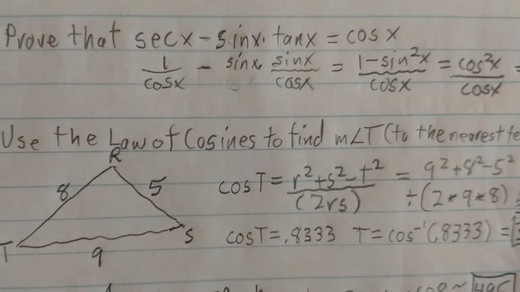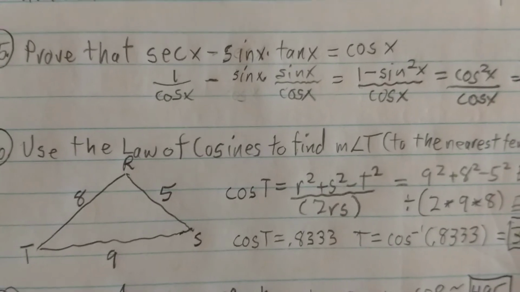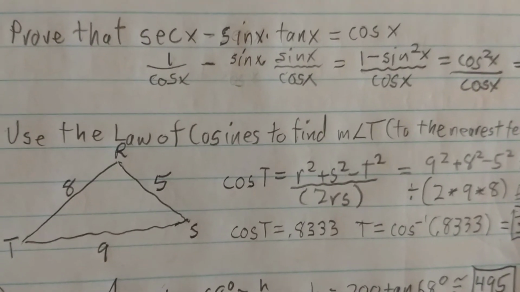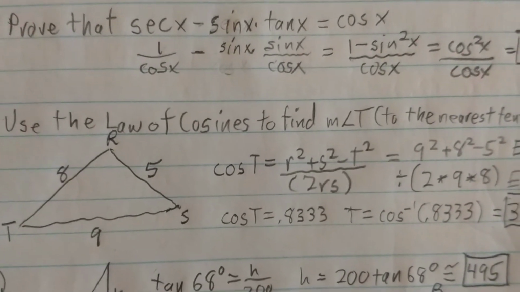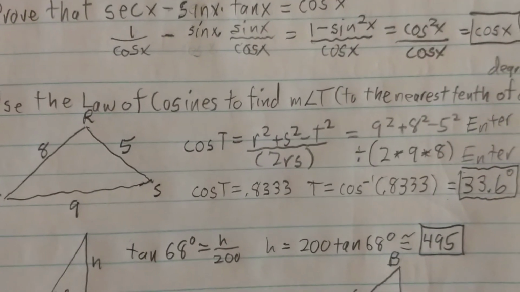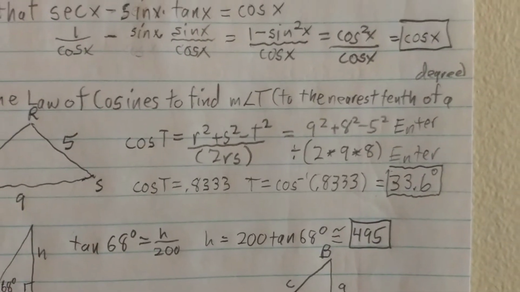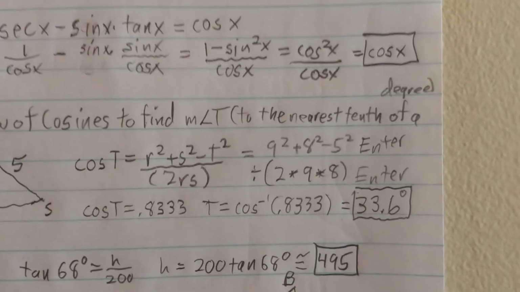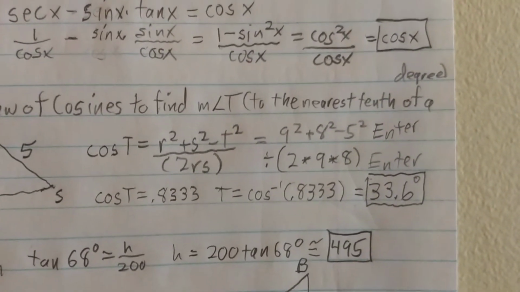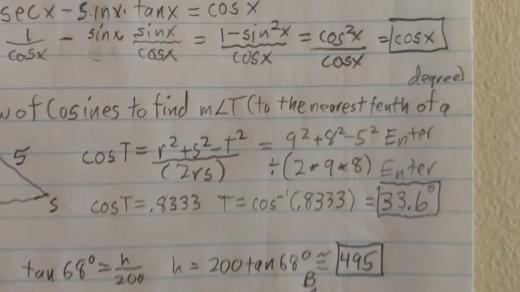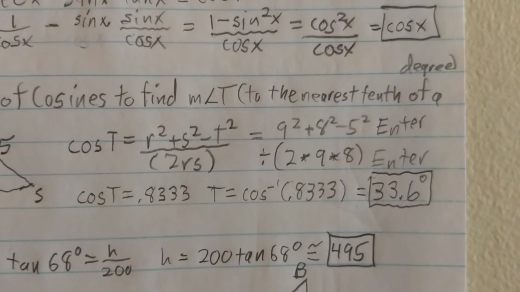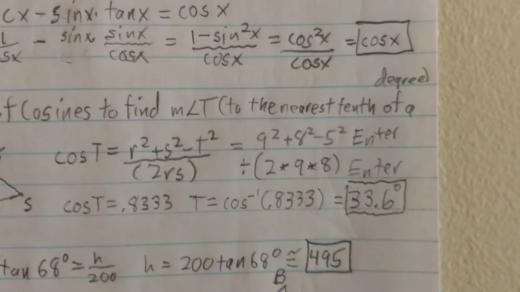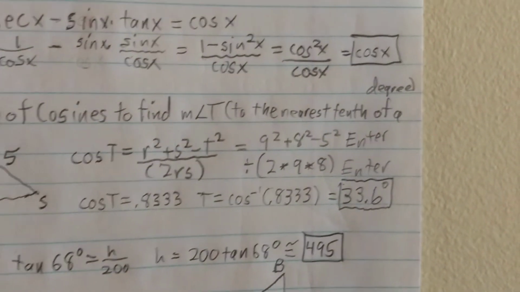For 15, we want to prove that secant minus sine tangent is equal to cosine. Well, secant is 1 over cosine, and tangent is sine over cosine. So we have 1 minus sine squared over the common denominator cosine, giving us, as we just saw earlier, 1 minus sine squared is cosine squared from our fundamental identity, over cosine, and one of the cosines cancels, leaving us with just cosine, which is what they asked us to show.